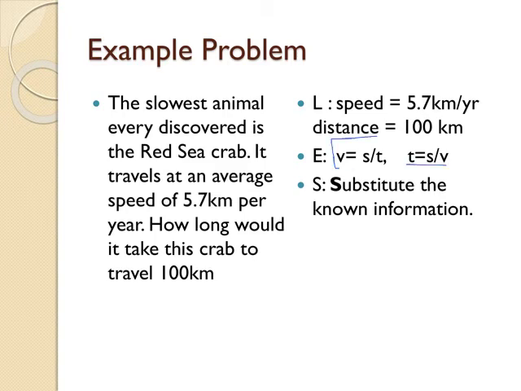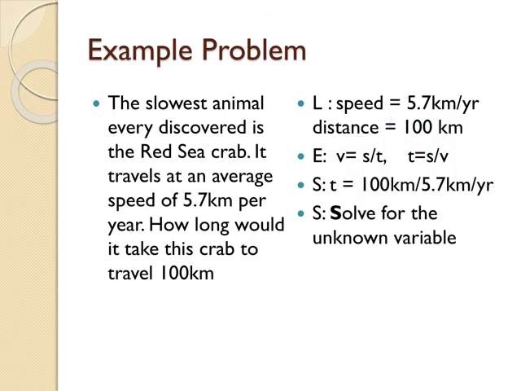If you're using the equation as is, then all you have to do is write that down. Next thing is substitute your known information. You don't do any math yet, you just literally plug in the numbers. Okay, so we take our speed and plug that in for our speed, and take our distance and plug that in for our distance, and literally just rewrite that. Okay, so here we have 100 kilometers plugged in for our distance and 5.7 kilometers per year plugged in for our speed.